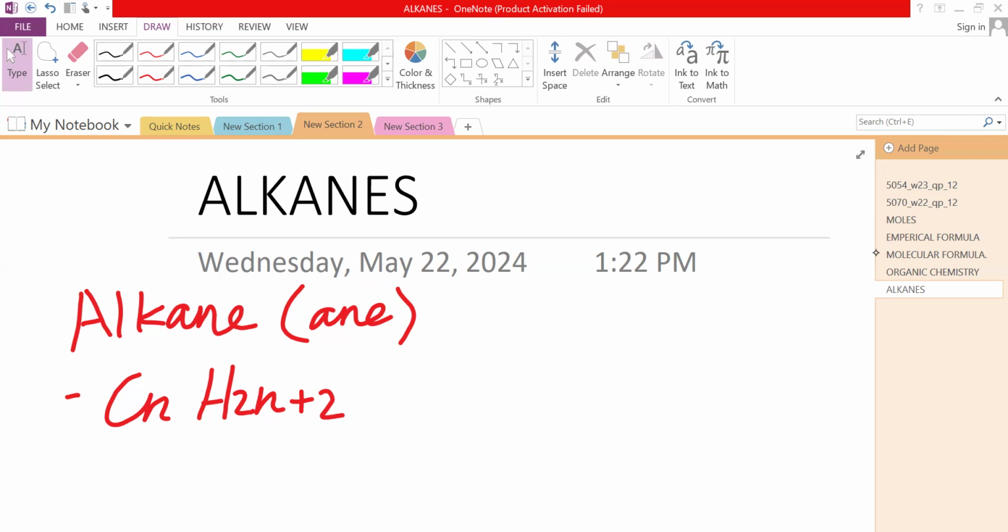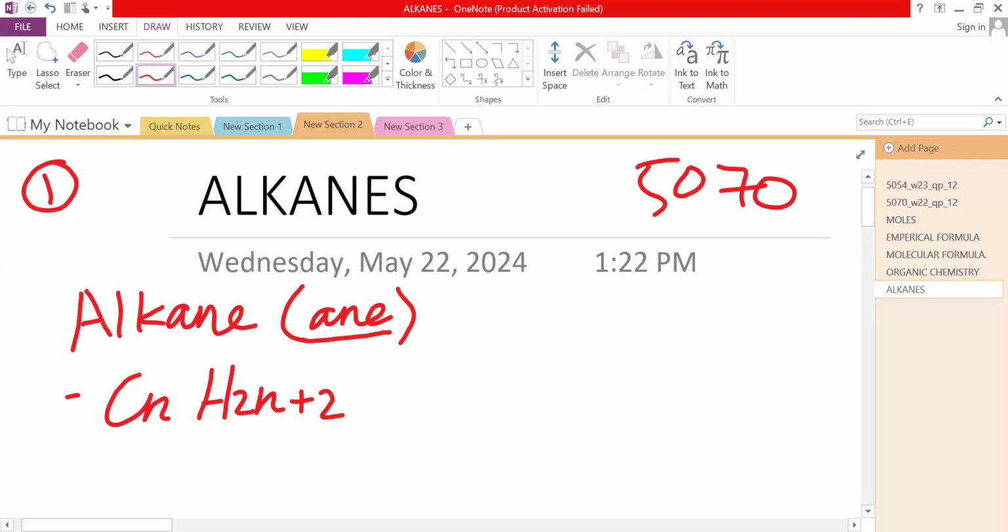Alkanes are the first component of organic chemistry. The code for O levels chemistry is 5070 and the chapter is organic chemistry, and alkane is its first component. So let's get started. Firstly, you should remember how to identify alkanes. Alkanes always end with "ane", alkane.